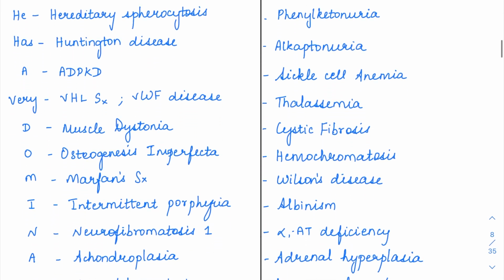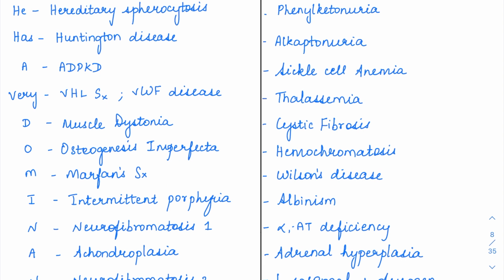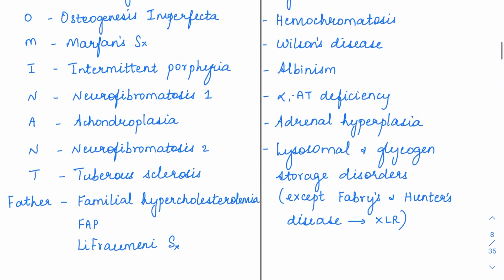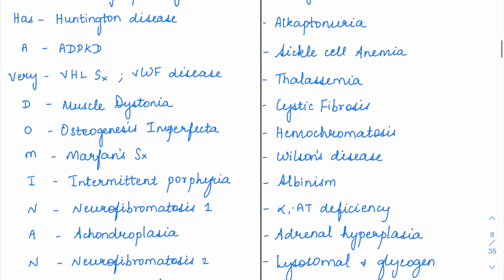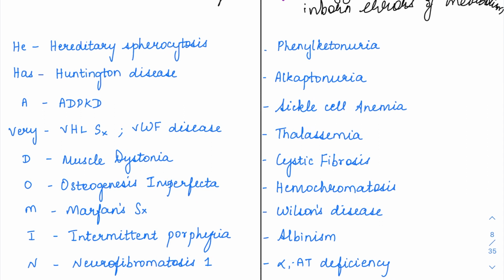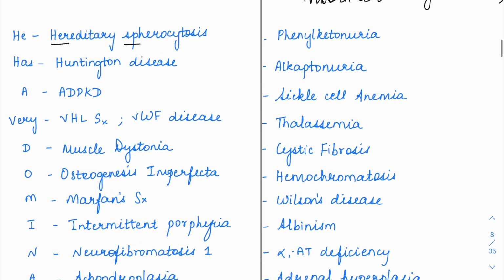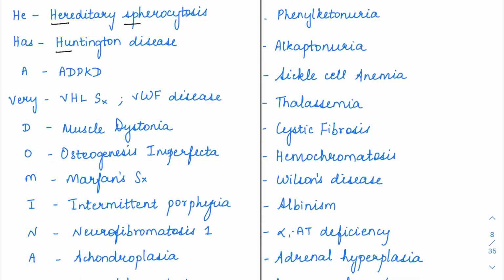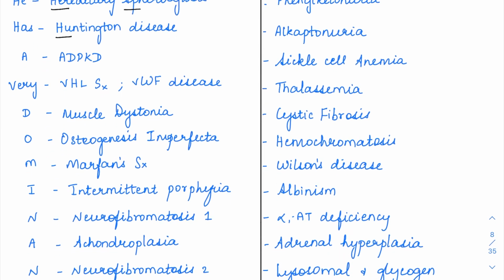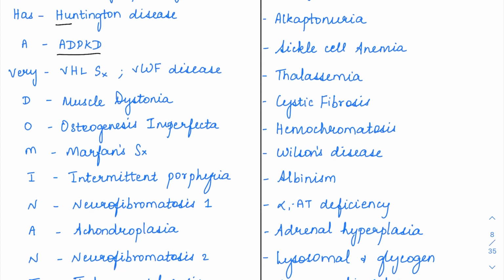Okay. So in autosomal dominant, we have a mnemonic like "he has a very dominant father." So the word dominant is coming here. So you can remember it like that. Autosomal dominant, he has a very dominant father. So let's see. He stands for hereditary spherocytosis. It is going to be a hemolytic anemia, hereditary spherocytosis. Has, for that you are going to have Huntington's disease. So here Huntington gene is going to be affected. Then we have autosomal dominant polycystic kidney disease, and then we have von Hippel-Lindau syndrome and von Willebrand disease.